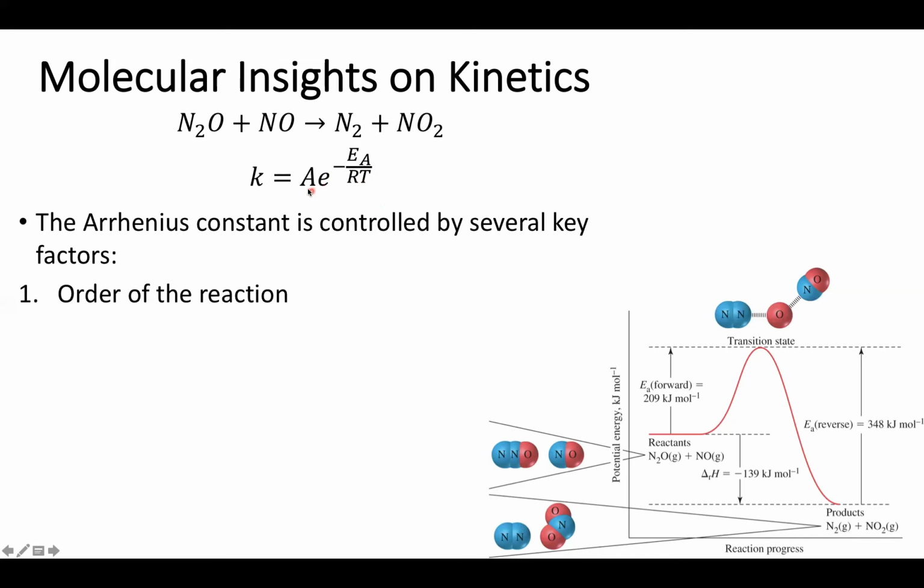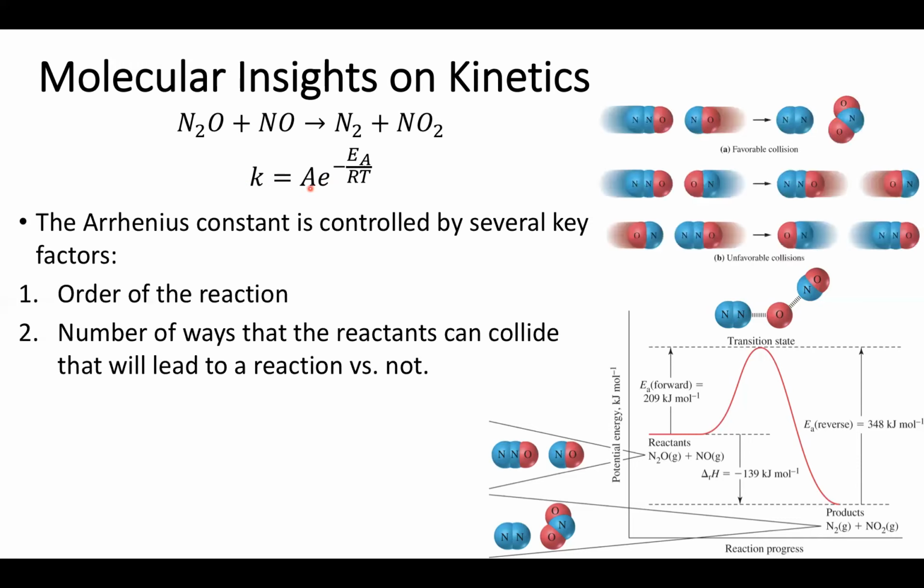So not too surprisingly, if I've got a 0th order reaction, my Arrhenius constant is going to have units of moles per second or minute. If I'm talking about a 1st order reaction, it should just be per second. And if I have a 2nd order reaction, it should be per mole per second. And so we'll see a big difference just in those form of units.